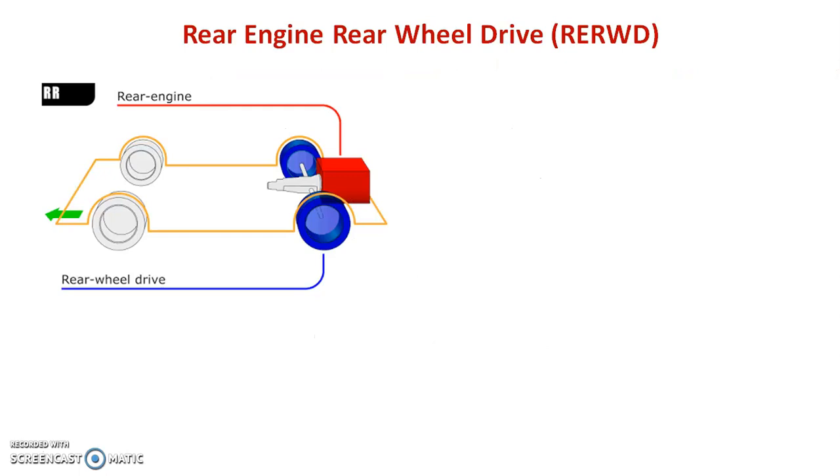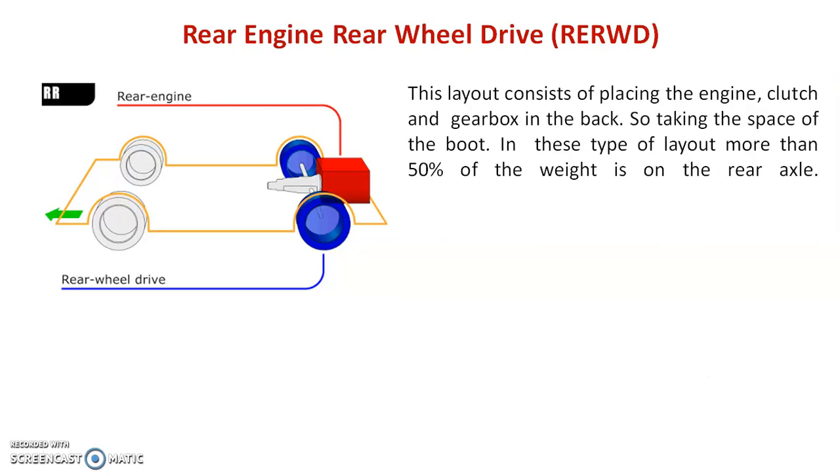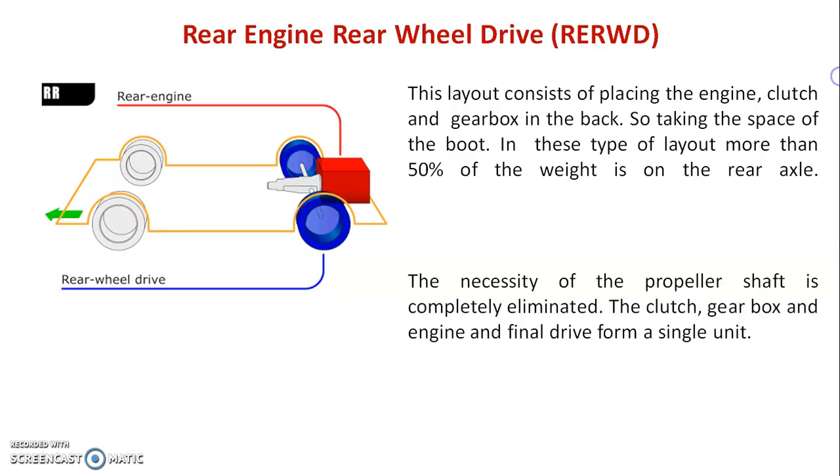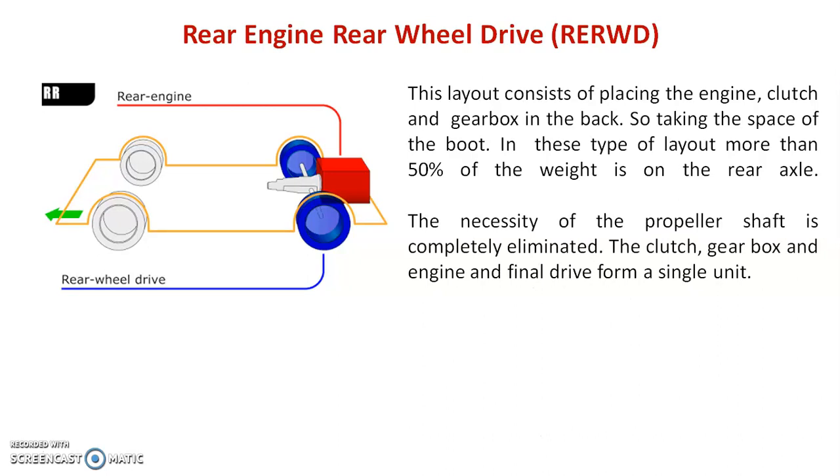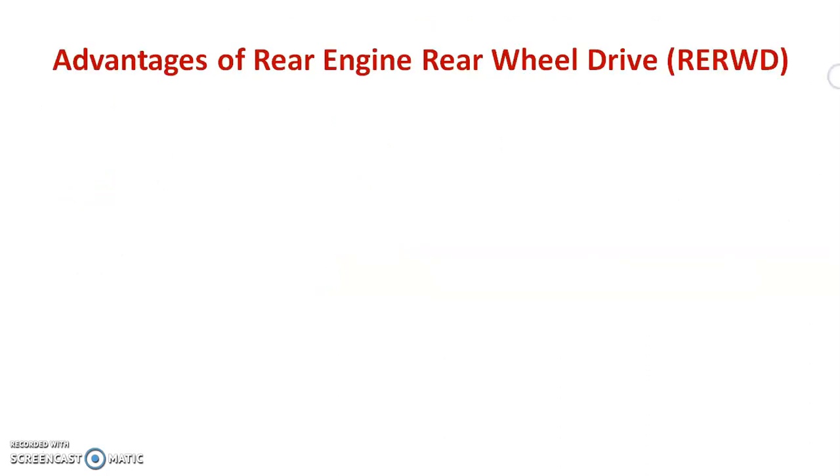This is a sketch for rear engine rear wheel drive, RERWD, in which you will see there is a place for a rear engine at the rear wheel drive. This layout consists of placing the engine, clutch and gearbox in the back, so taking the space of the boot. In this type of layout, more than 50% of the weight is on the rear axle. The necessity of the propeller shaft is completely eliminated. The clutch, gearbox, engine and final drive form a single unit.